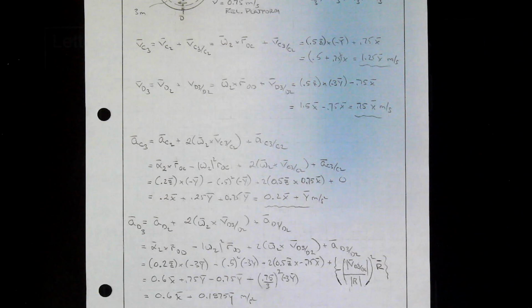All right, so from here, it's just run the numbers, and there's our answer. 0.6x plus 0.1875y meters per second squared is the acceleration of the person walking on the merry-go-round at D.